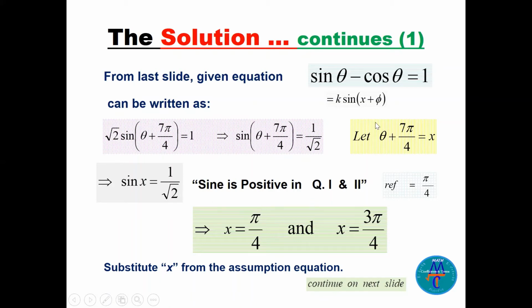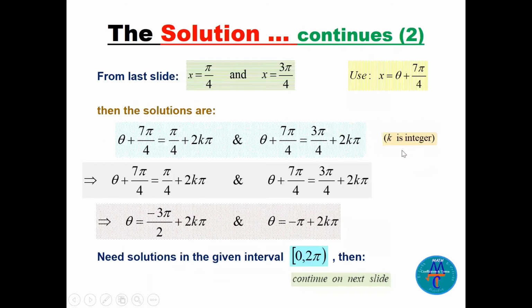Now we have to go back and replace x by theta plus 7 pi over 4, so I can find theta now. Theta plus 7 pi over 4 will be pi over 4 plus 2k pi. And theta plus 7 pi over 4, that's x, will be 3 pi over 4 plus 2k pi. So let's take 7 pi over 4 to the other side. When you add here, it will be minus 3 pi over 2 plus 2k pi. And theta here, taking 7 pi over 4, will be minus pi plus 2k pi.